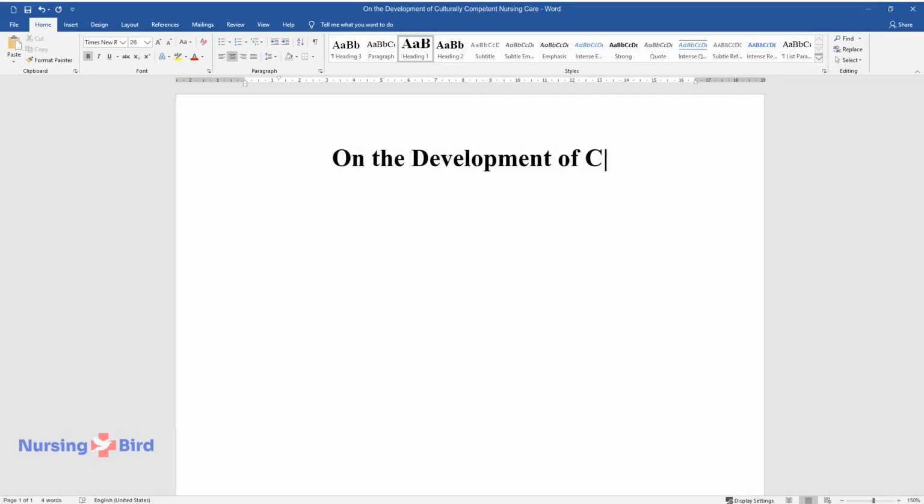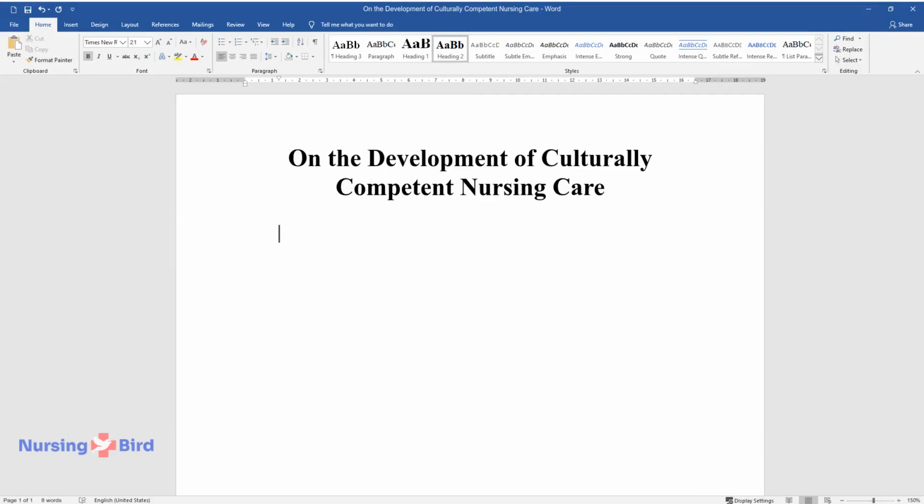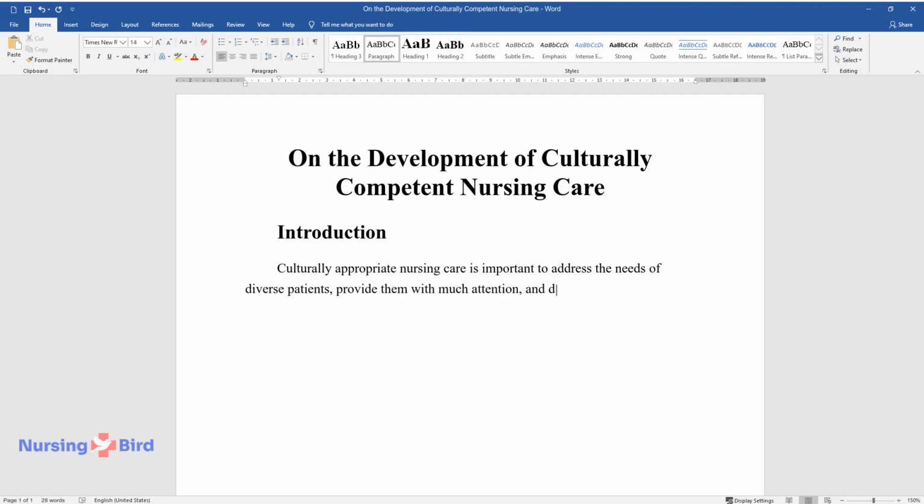On the development of culturally competent nursing care. Introduction. Culturally appropriate nursing care is important to address the needs of diverse patients, provide them with much attention, and demonstrate an understanding of their expectations.